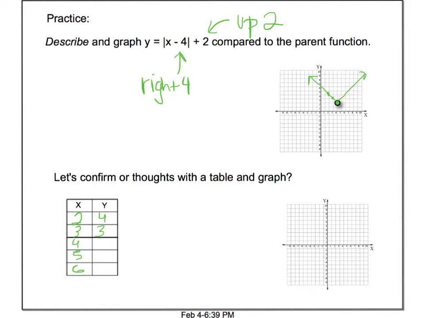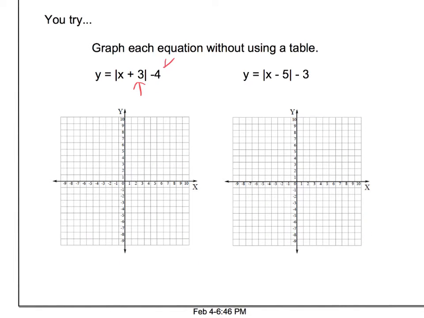I'd like you to try these 2 guided practice problems. And again, I really do recommend just writing right below the equation what those values are doing and then translating your vertex the way you need to. Pause the video now.